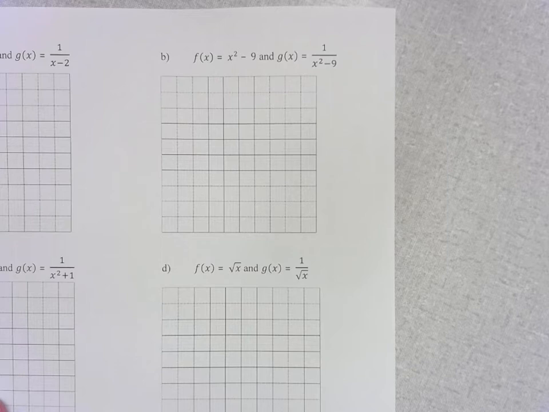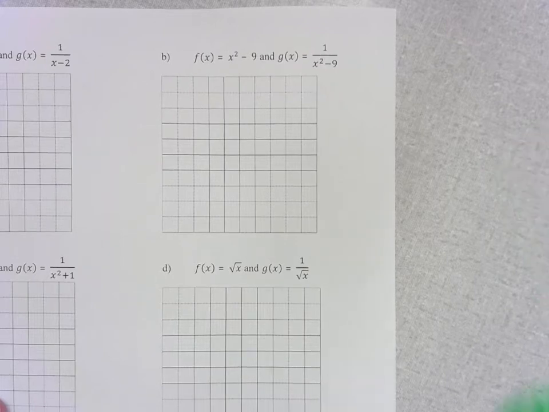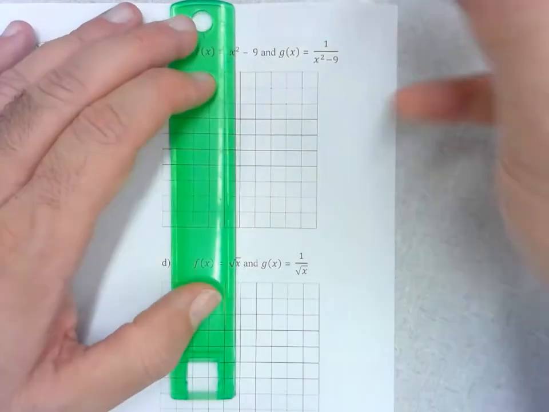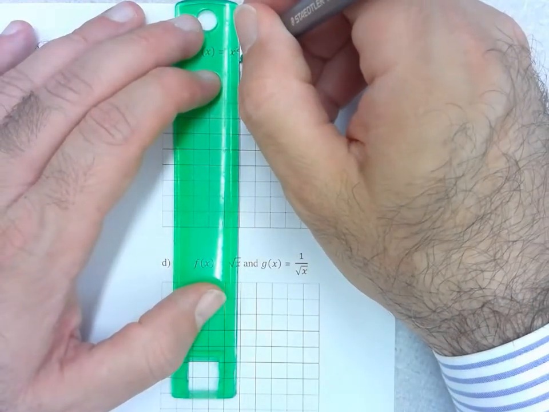Hi folks, we're going to take a look at 2b here, and we're going to see that this one's a little different because we don't necessarily know what 1 over x squared minus 9 is going to look like. But the way we're going to figure that out is by considering this as being the reciprocal of the function x squared minus 9, which we know very well.